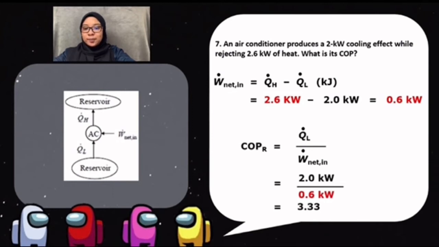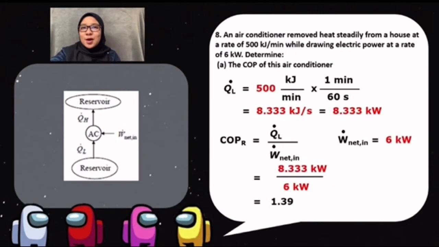2.6 kilowatt minus 2.0 kilowatt, and we got W dot in equals 0.6 kilowatt. Then we insert the W dot in into the COP formula. So we got 2.0 kilowatt over 0.6 kilowatt, and the answer for COP is 3.33. Okay, then we move to number 8.